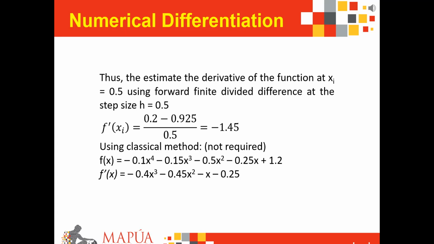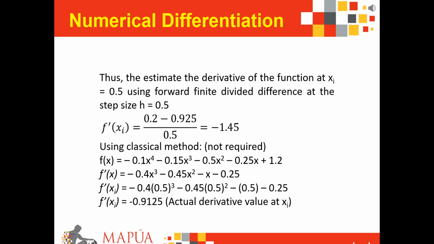I then substitute your xi value of 0.5 to this first derivative, which eventually gives us a solution like this, and a first derivative actual value equal to negative 0.9125, showing that this particular derivative estimate at a step size of 0.5 obviously contains an error. If we establish then the absolute difference between this actual value against your approximate derivative value, you'd end up with an error equal to 0.5375.